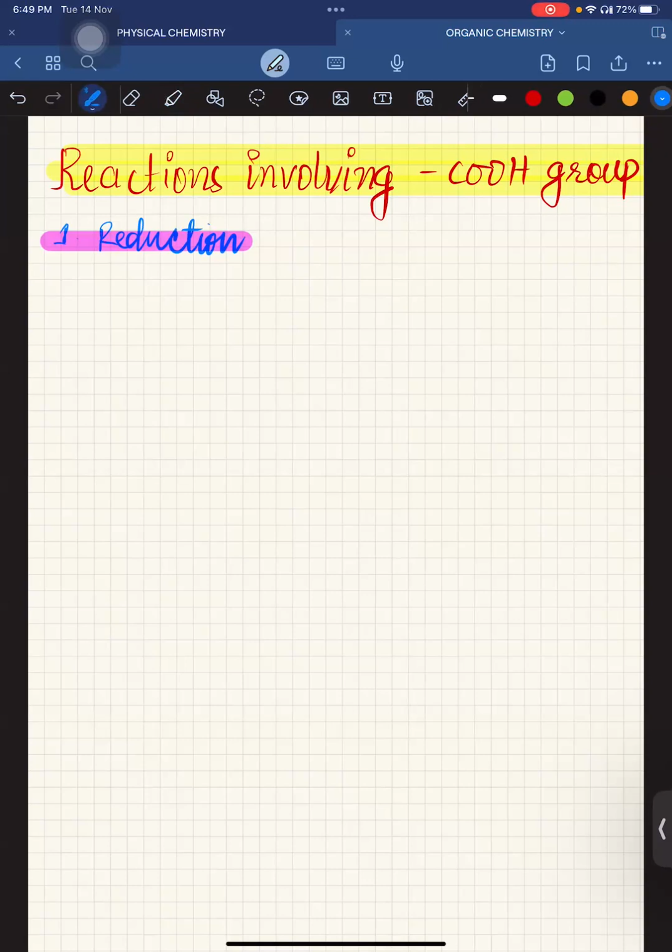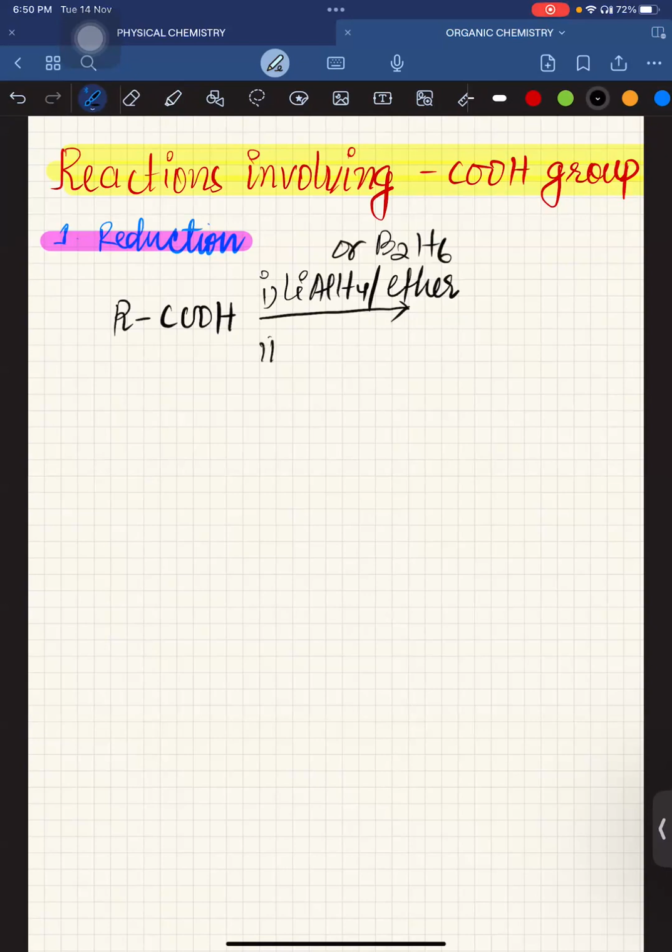So how are we going to reduce? Very simple, you are going to use a very strong reducing agent, like either LiAlH4 in the presence of ether, or you can use B2H6 as well, diborane, followed by hydrolysis. So what will happen? Basically, this carboxylic acid will be directly converted into alcohol.